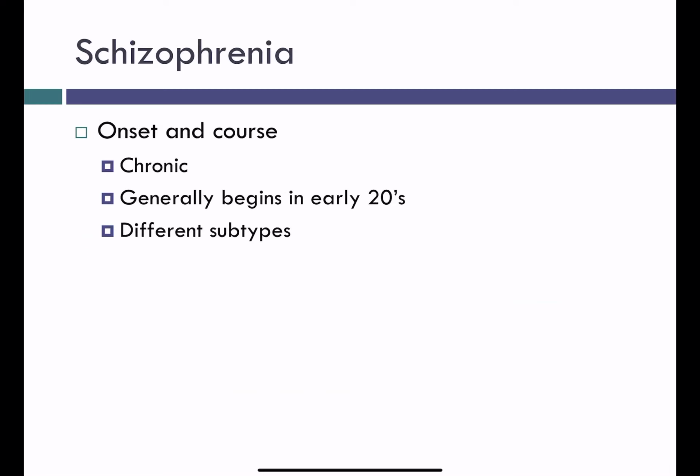In terms of onset and course, schizophrenia is something that's chronic. It's not something that comes and goes. It's always there. It generally begins in the early 20s, often following some kind of stressful life event.